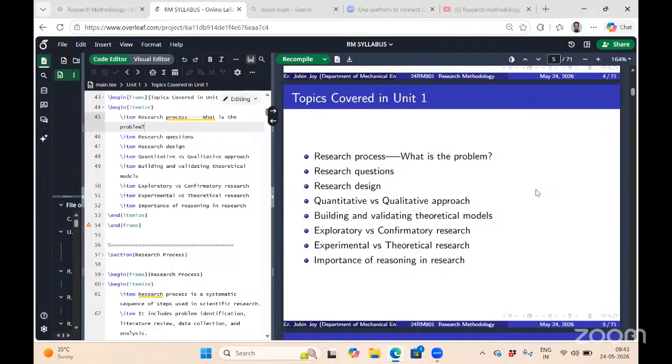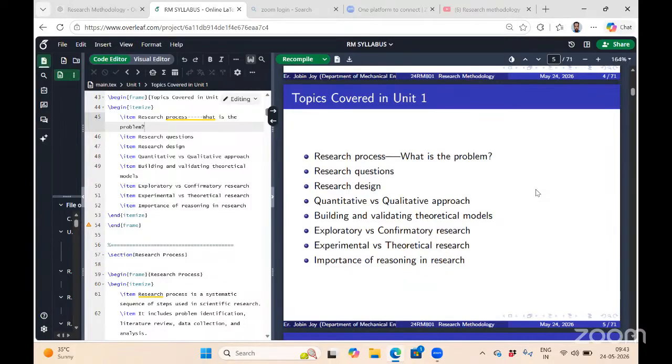Starting from the problem identification. Before starting the research, what is your problem? And finally, the last step will be report preparation. You have to present your findings and your solution in your report. So the starting step is problem identification, and the final step is report preparation.